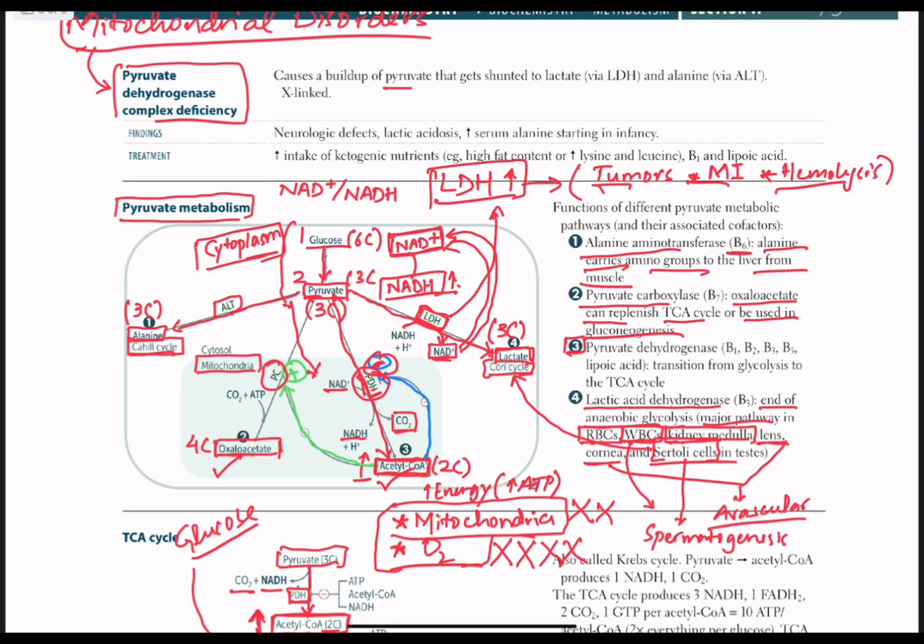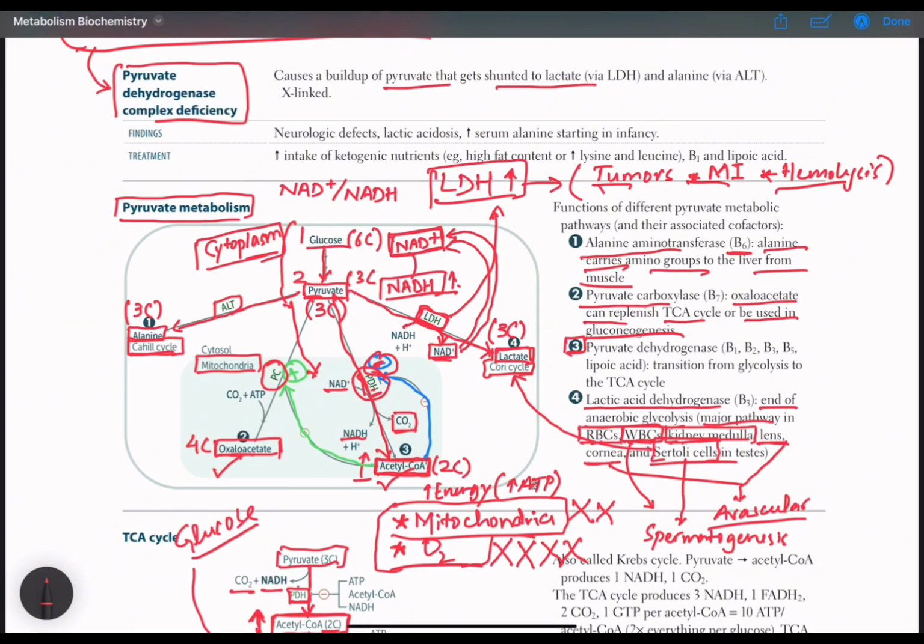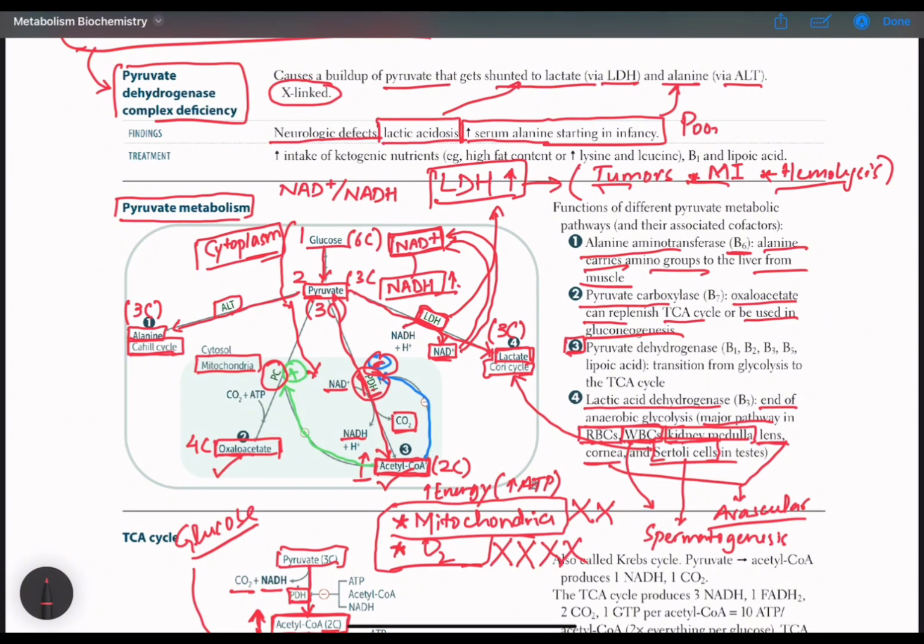So what we will have? The pyruvate gets shunted to lactate via lactate dehydrogenase and to alanine via alanine transaminase. All of the diseases are X-linked, and the symptoms are that the patient will have lactic acidosis due to the accumulation of lactate, as well as increased serum alanine starting in infancy due to the conversion of pyruvate into alanine via alanine transaminase. The patient also will have neurologic deficits as well as poor feeding and growth failure.